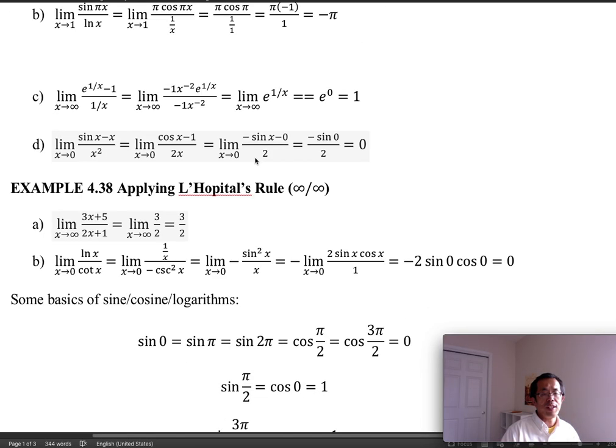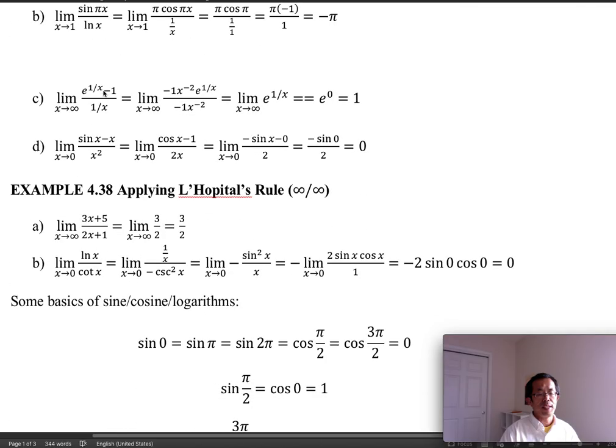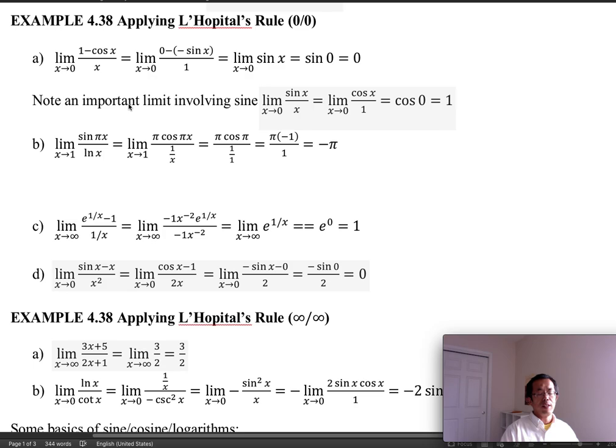So the first example actually has parts A, B, C, D. We are considering the situation 0 over 0. In this case, the limit we are considering as x approaches 0 is 1 minus cosine x over x. You want to know some basic sines and cosines. Actually, I put a little material right here. Sine 0 is certainly 0. Cosine 0 is 1. So for part A, we need to use the result of cosine 0, which is 1. So 1 minus 1 is 0, right? The denominator is 0. So this is exactly the case we said is the indeterminate form, 0 over 0.